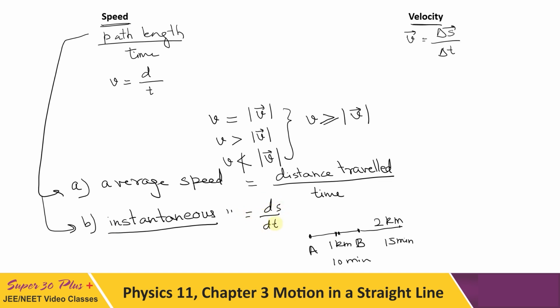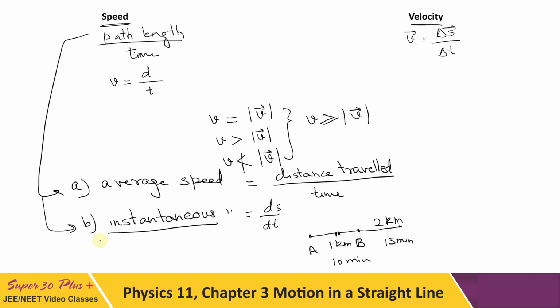If s is the distance traveled, we have to take a very small differential part of distance, and of course this will be traveled in a very small time, so it has to be ds upon dt. This is known as instantaneous speed. So don't get confused between these two.